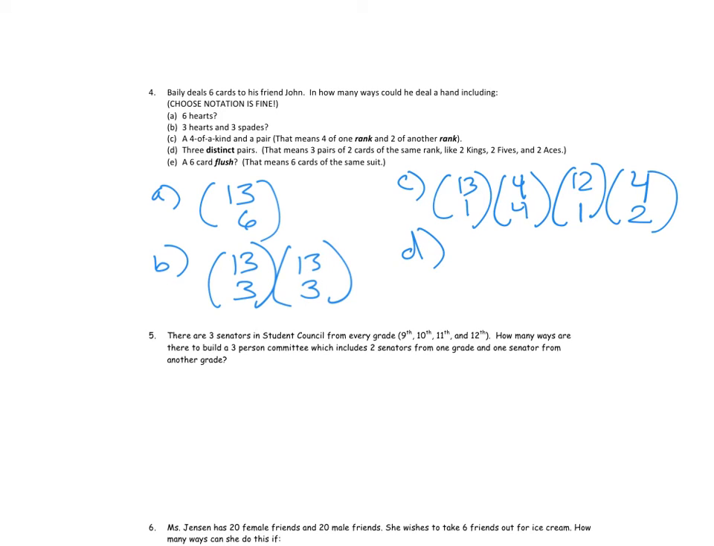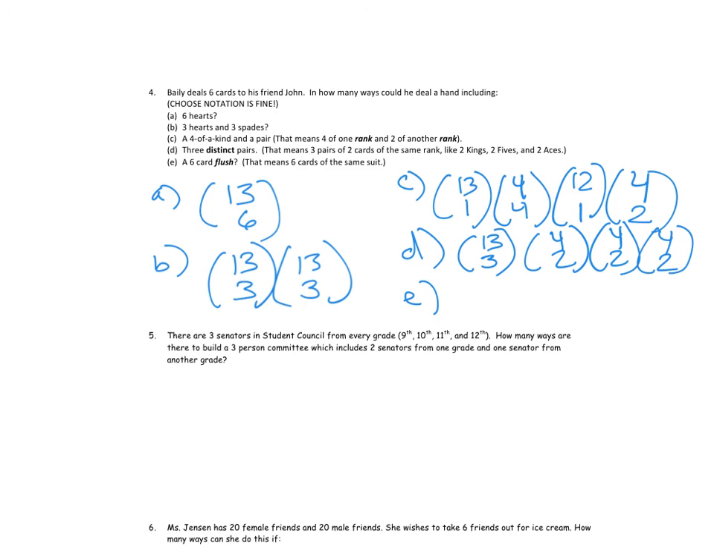D, 3 distinct pairs. So pairs are all the same type of thing, so I've got to choose the ranks all at once. From the 13 ranks, I want to choose 3 to be a pair. And so 4 choose 2 within one rank, 4 choose 2 within another, and 4 choose 2 within the 3rd rank. And finally, a 6-card flush.